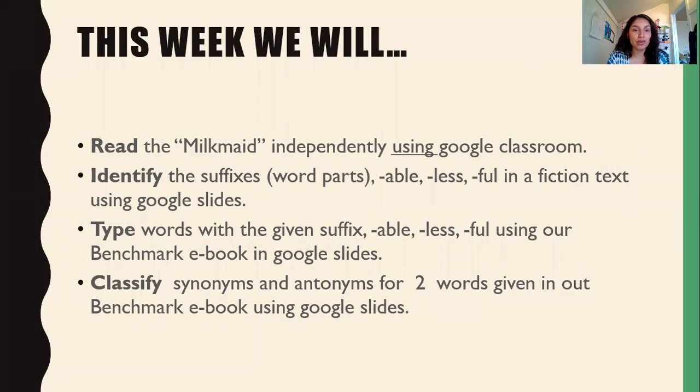These are the objectives of the week. We will read The Milkmaid independently using Google Classroom. We're going to identify the suffixes, the word parts at the end of a word, able, less, full, in a fiction text using Google Slides. We're going to type these words with the given suffix able, less, full, using our benchmark ebook in Google Slides. We're going to classify these synonyms and antonyms for the two words given.